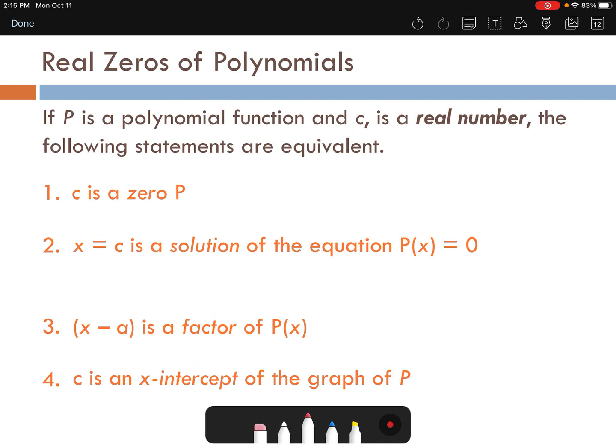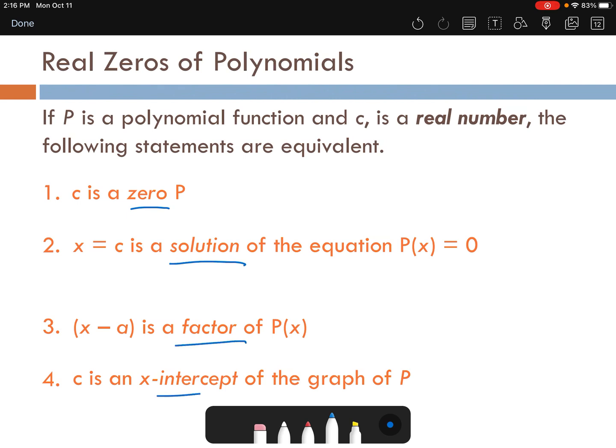Now, let's talk about the real zeros of a polynomial, meaning the short-run behavior. What's going on around the x-axis? Well, if p is a polynomial function and c is a real number, the following statements are equivalent. c is a zero of p. x equals c is a solution of the equation p of x equals 0. x minus c is a factor of p of x, and c is an x-intercept of the graph of p.